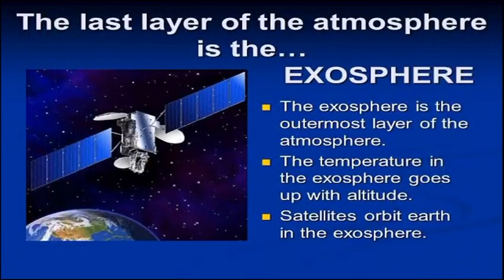The last layer of the atmosphere is the exosphere. The exosphere is the outermost layer of the atmosphere. The temperature in the exosphere goes up with altitude. Satellites orbit Earth in the exosphere. The upper part of this layer merges with outer space. The temperature of the exosphere is very high.